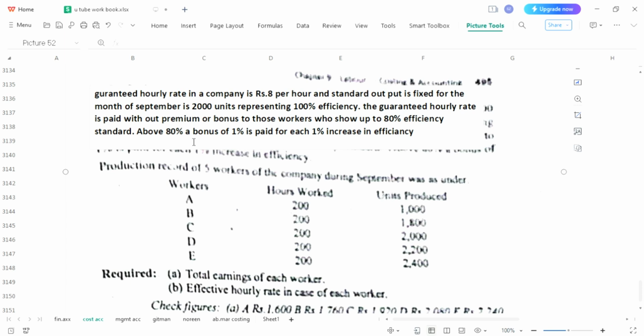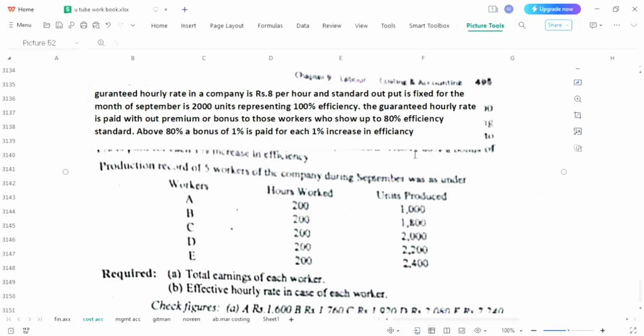Above 80%, a bonus of 1% for 1% increase in efficiency. This is what we understand in the question. It is said if somebody had completed 80% of the targeted units, no bonus. And if a worker had produced more than 2000 units, we will give 1% of pay extra for 1% increase in efficiency.